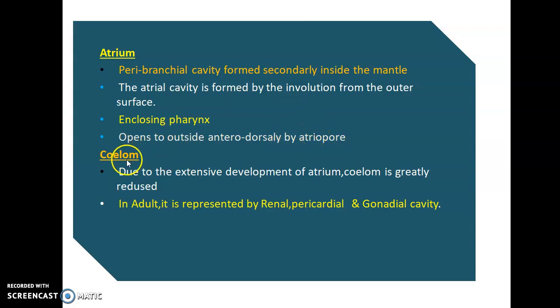Clear? Then comes the coelom. Due to the extensive development of the atrium, the coelom is very much reduced. In the adult, it is represented by only 3 different cavities: the renal cavity, the pericardial cavity, and the gonadal cavity.